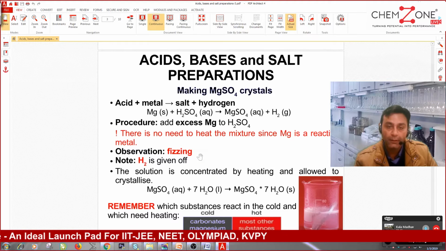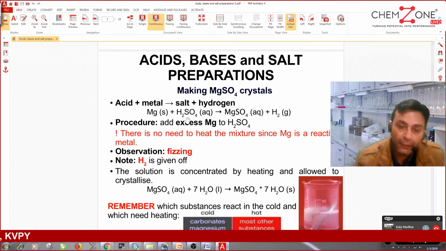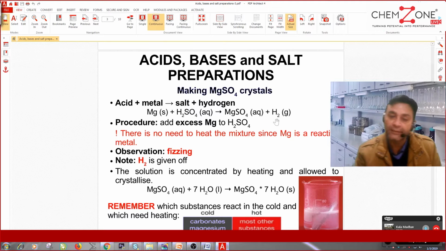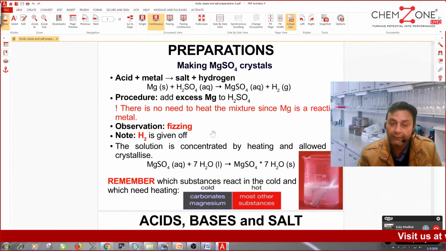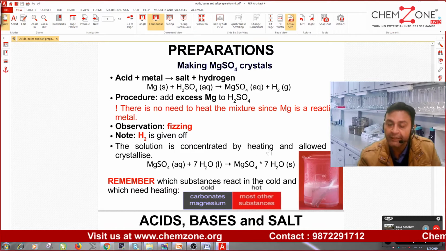So making magnesium sulfate, how can you prepare magnesium sulfate? Magnesium with acid, right? It forms MgSO4 and H2 gas. There is no need to heat the mixture because magnesium is a reactive metal. H2 gas is given off with a fizzing sound, right? So magnesium sulfate is formed, which is crystallized by heating and then allowed to cool down.